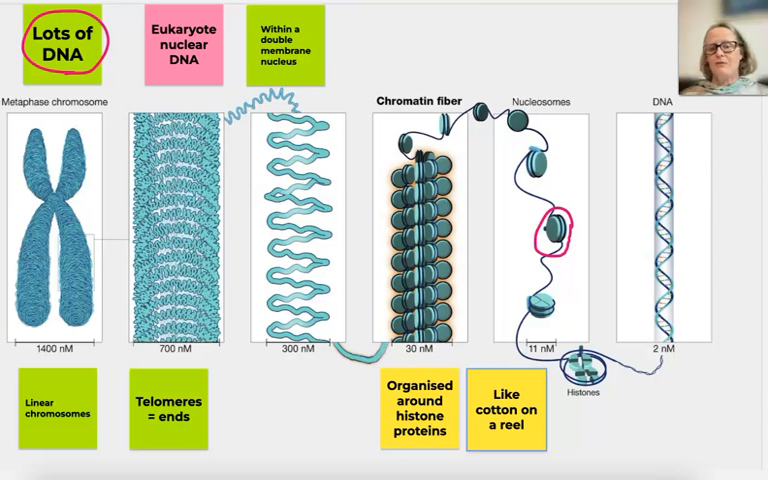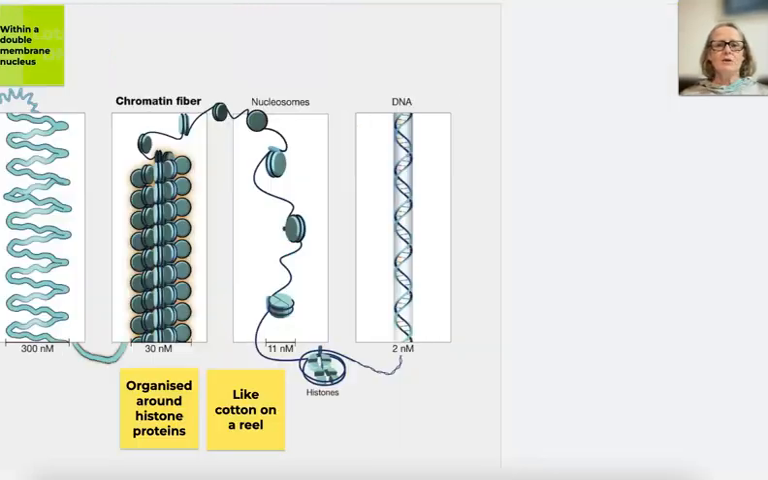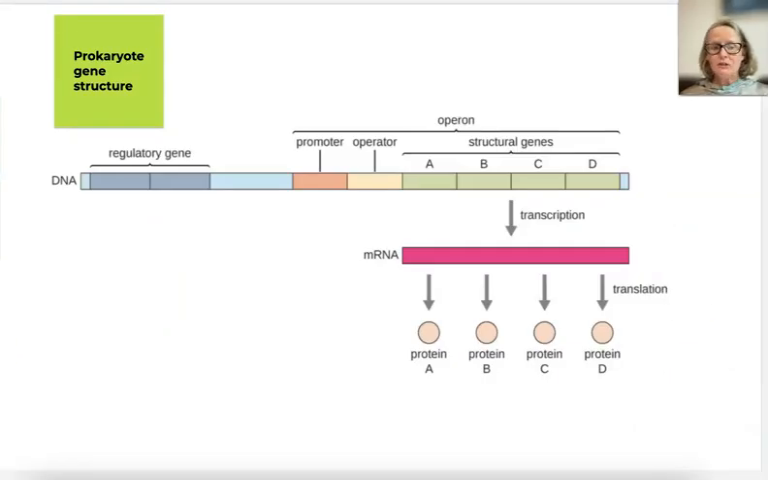And we'll think about the implications of that later on in this course. Let's contrast that with prokaryotic. So we've looked at those two organizations, the circular DNA and the linear DNA, but now we'll also look at what the genes are actually structured like.